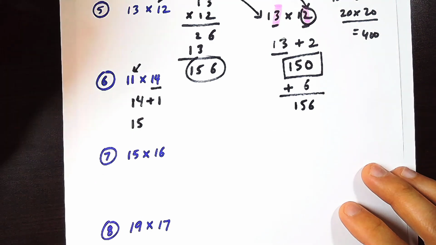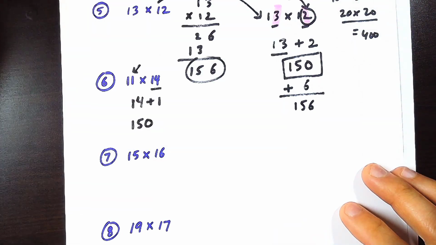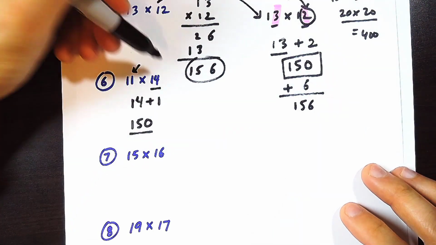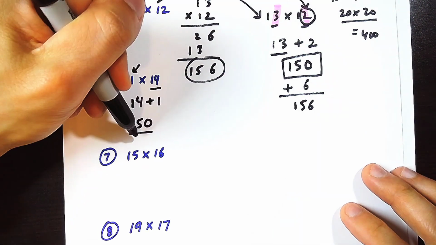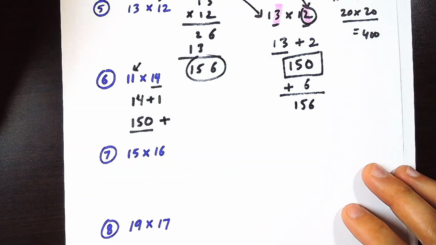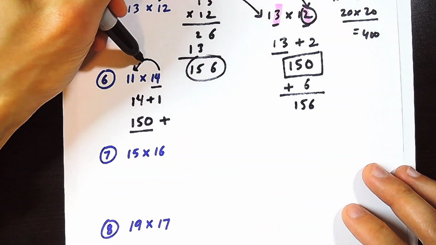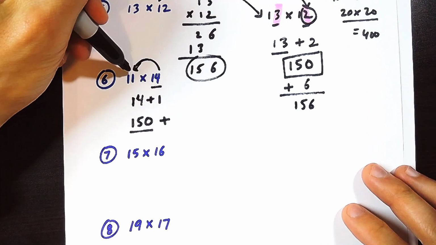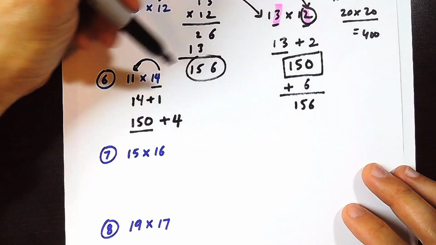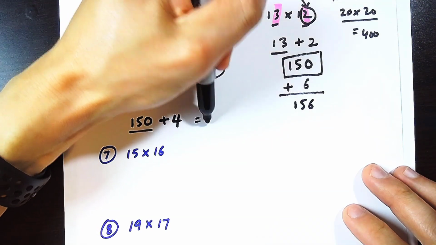Very quickly, like a script, like a combo, add a 0: 150. Mentally in your head, 14 plus 1 is 15, 150. Plus what? It's going to be the last digit times the last digit. 4 times 1 is going to be 4. So in your head, we can do this pretty fast. The answer is 154.